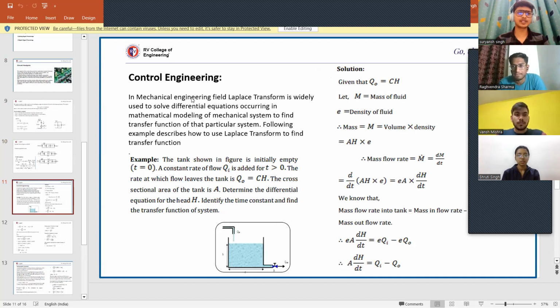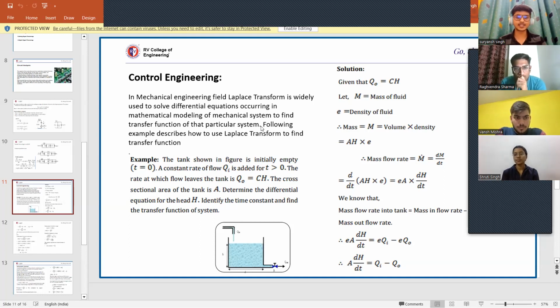Now I'm going to explain control engineering. In the mechanical engineering field, Laplace transform is widely used to solve differential equations occurring in the mathematical modeling of mechanical systems, to find the transfer function of the particular system. The following example describes how to use Laplace transform to find a transfer function.